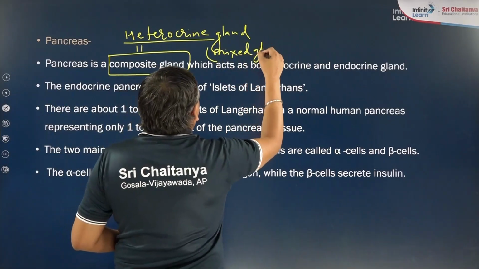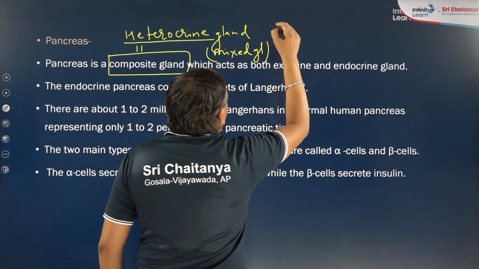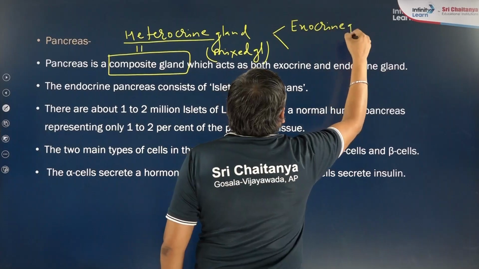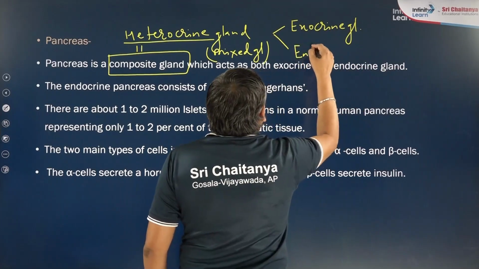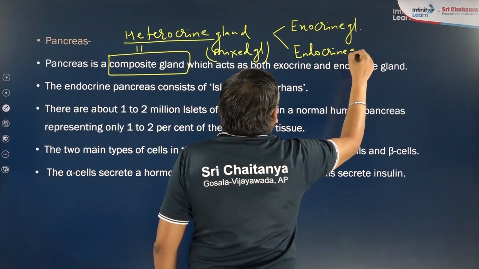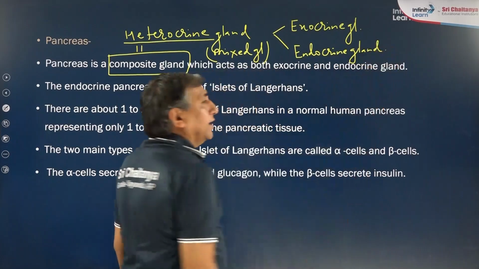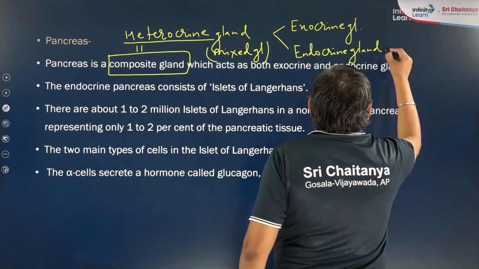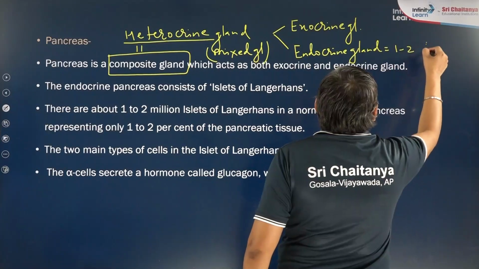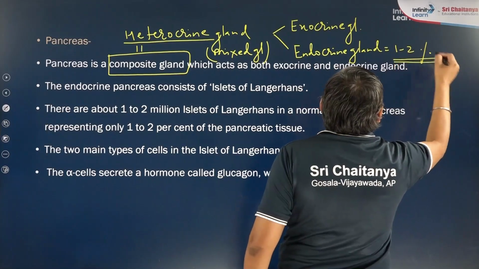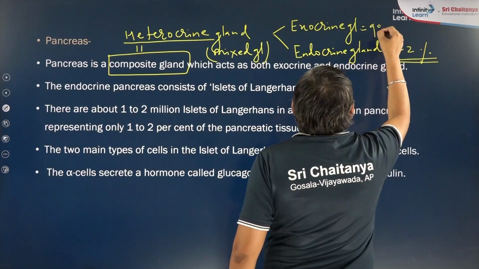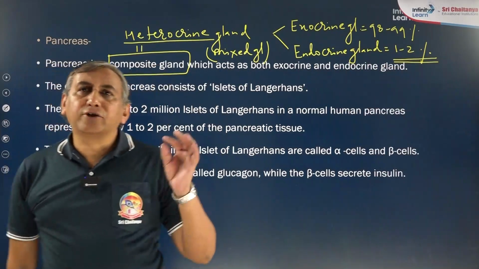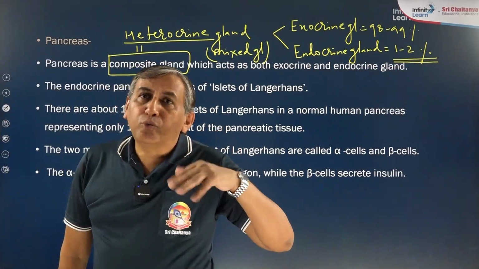Why are they known as mixed glands? Because they have both parts: an exocrine part as well as an endocrine part. So this is the heterocrine gland. Only 1 to 2% of the pancreas is the endocrine part, and the remaining 98 to 99% is the exocrine part. So it performs both functions.